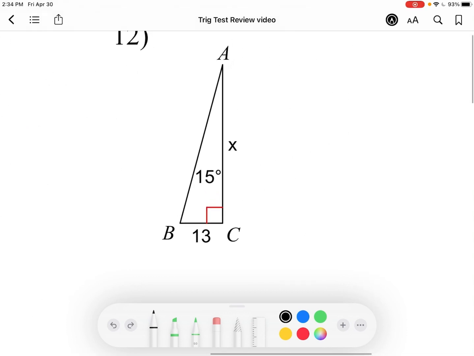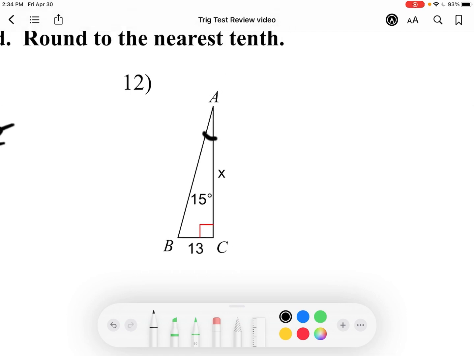So let's look at number 12. And for number 12, the angle is right here. This is the angle that we're given. On the test, none of the angles are going to be in the center. I know that one can look a little confusing since it's on the center, but on the test, none of them will be like that.